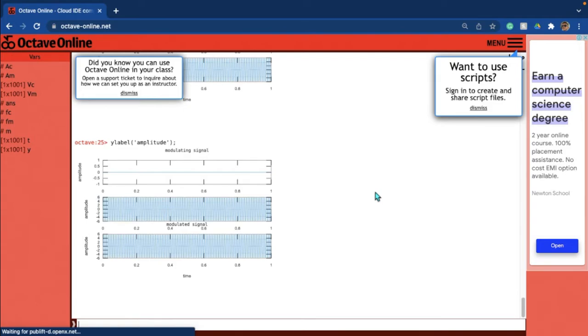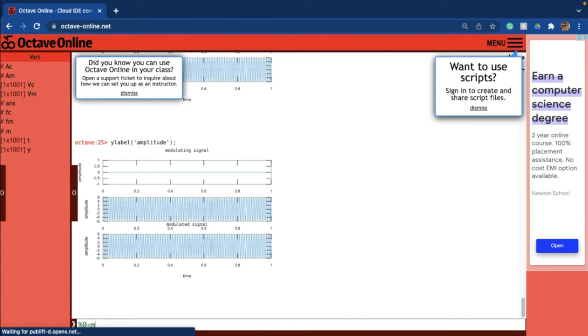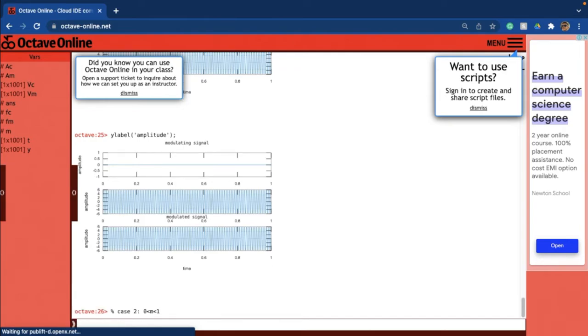Now we'll do case 2. Case 2 is when you have M greater than 0 and less than 1. We're going to try this case here. This is case 2. Right? So we'll see this now. Second case.